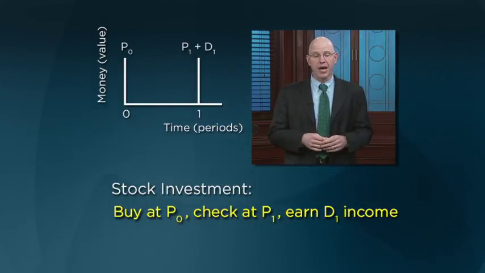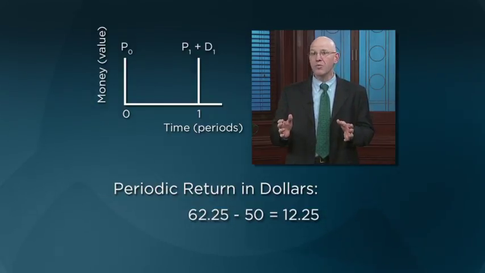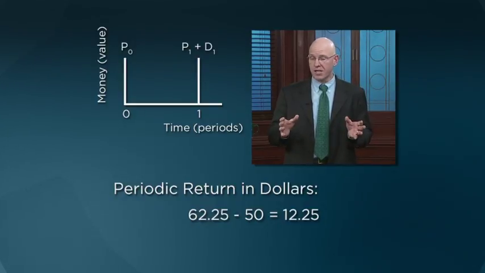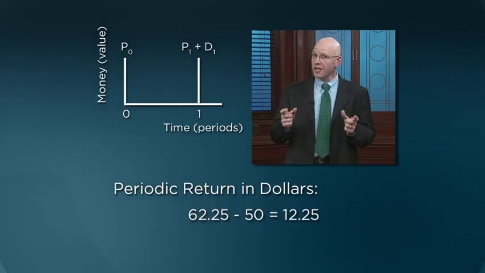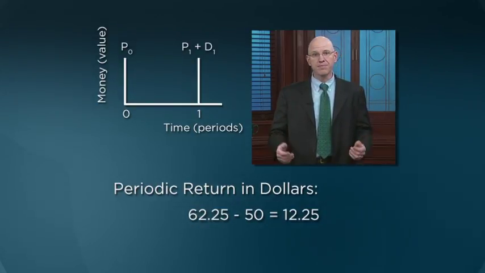Now I'll calculate the periodic return. I take the total value of my investment at the end of the period, which is $62.25, and subtract off what I paid for it, $50. That gives me the dollar value of my periodic return, which is $12.25. In general terms, using the P's and D's, the dollar value of the periodic return is P1 plus D1 minus P0. If I group the P's together, I get P1 minus P0 plus D1 as my dollar return.